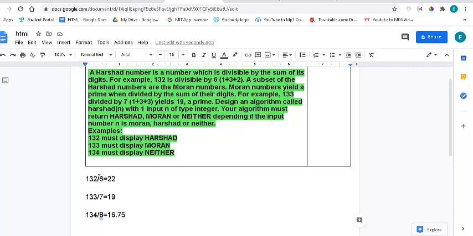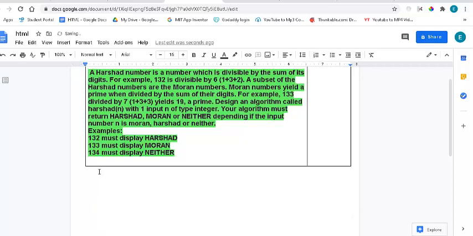Get a number, find the sum, see if it's divisible. If it is, then find the division, check to see if the result of the division is prime. If it is prime, return moron, otherwise harshad. If it's not divisible at all, like 134, return neither.